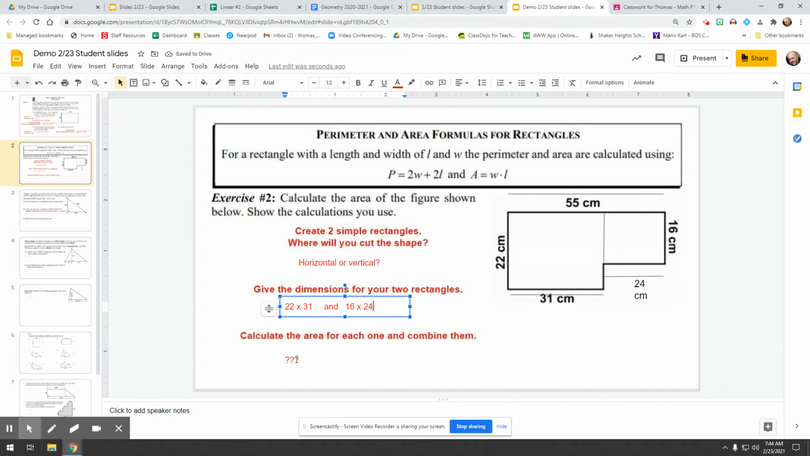Now that you know the dimensions, calculate the area for each one. What would you get for the area of each one of those things? Well, the first one would be 22 times 31, that's 682. And again, that's square feet because it's the area. And the second one is going to be 24 times 16, which is 384, and it's square feet. So to find the total, you just have to add up those two things, and you get a total of 1,066 square feet.